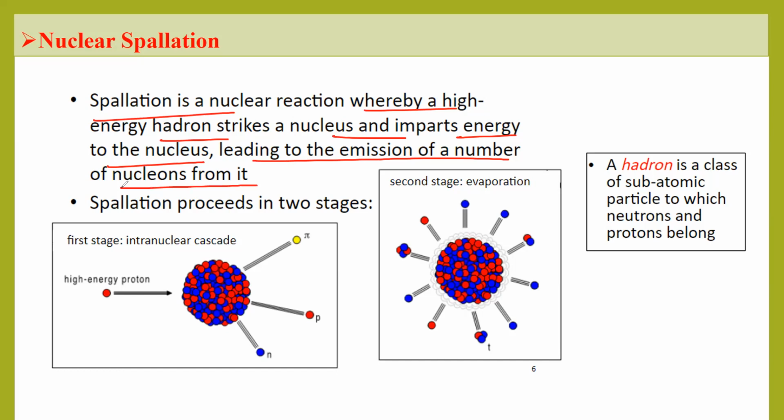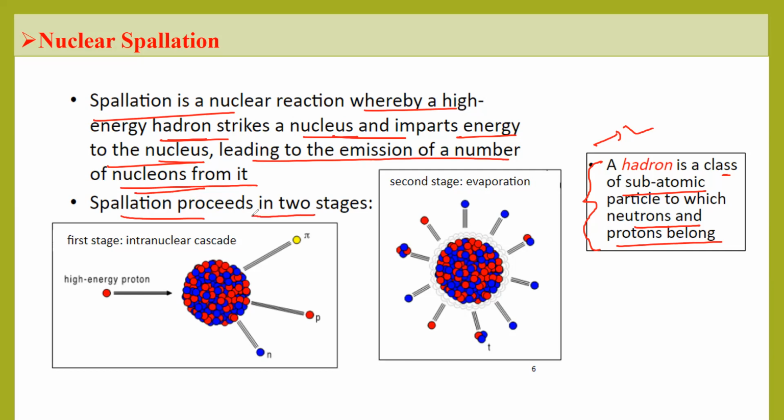Means in nuclear spallation reactions, what happens? A high energetic hadron. What is a hadron? A hadron is a class of subatomic particle to which neutron and proton belong. Means hadron contains protons or neutrons, or these are subatomic particles belonging to the proton and neutron family. So a hadron strikes the nucleus, and it gives energy and causes the emission of other nucleons.